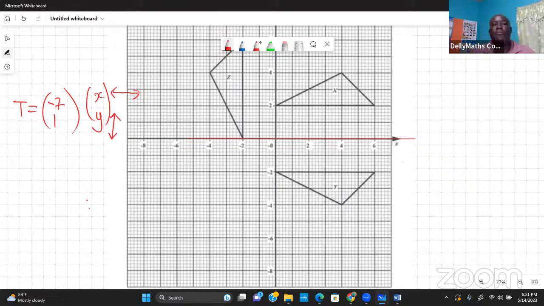The mimic idea that I'm referring to is that when you're doing a translation, you have to move horizontally first and finalize your motion with a vertical movement. Your horizontal movement can be to the left or to the right. If you go to the right, it's a positive number. If you go to the left, it's a negative number. Vertical motion: if I'm going up, it's positive, but if I'm going down, it's negative.